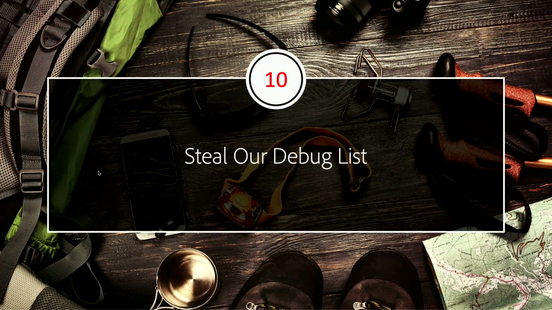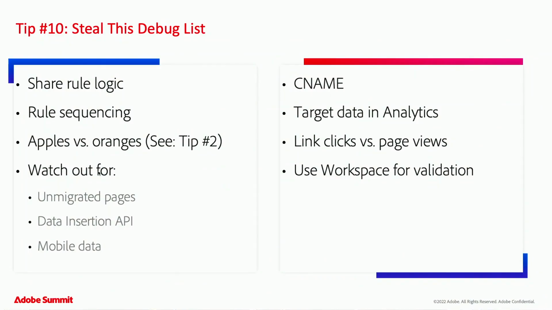So what if that doesn't go according to plan? Finding bugs and fixing things is just a natural part of migration. We all know that, right? So we've created this idea, steal this debug list. These are things that you can watch out for when you're migrating, while you're doing it, after you're doing it, when you see variances in your data. These are some things that you should look for.